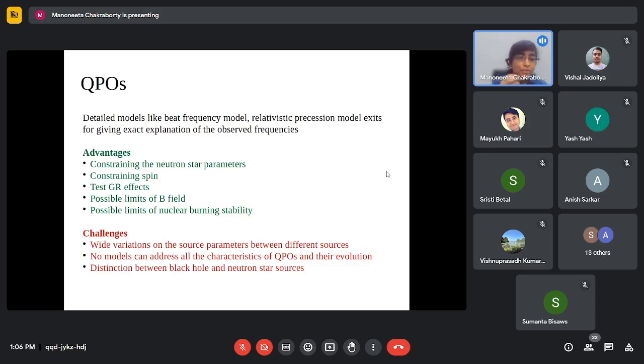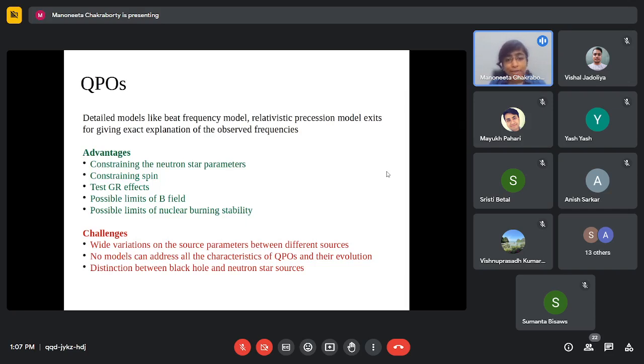So the advantages of QPOs, therefore, are they can be very helpful for constraining the parameters of the compact object like mass and spin of the compact object. They can be used to test Einstein's predictions. In the case of neutron stars, the QPOs can also be connected to the magnetic field of the neutron stars, and they can also be used to put possible limits on the magnetic field, as well as on whatever activity like nuclear burning has been happening on the surface of the neutron star.